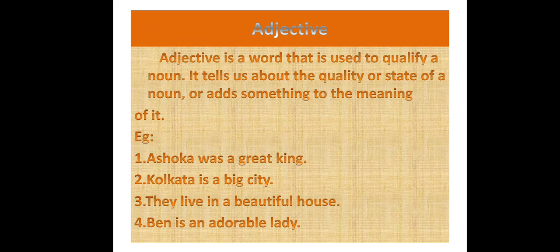Kolkata is a big city. In this example, we can find something about Kolkata. It's a city, and we know which kind of city it is. So it qualifies that it is a big city. They live in a beautiful house. We know that it is a house, but how does the house look? It's beautiful. In the fourth sentence, Ben is an adorable lady. We know she is a lady, but which kind of lady is she? So it is adding, she is an adorable lady.